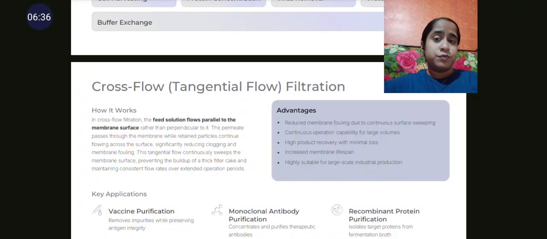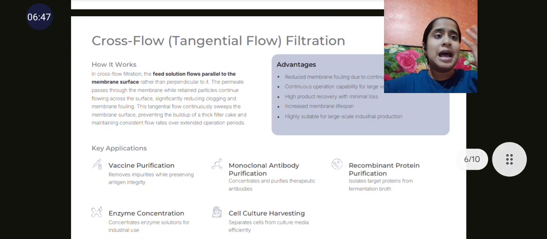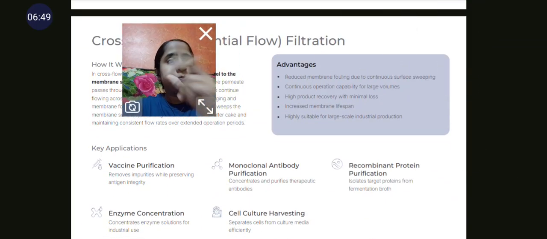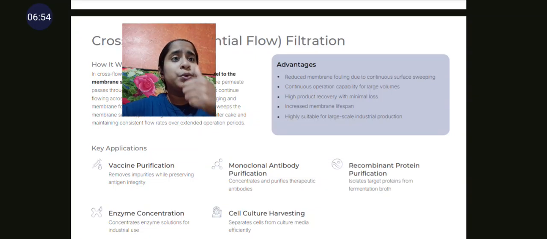Cross-flow filtration is extensively used in modern biotechnology industries for purification of vaccines, monoclonal antibodies, proteins, and enzymes. Advantages of this technique are reduced membrane fouling due to continuous surface sweeping, continuous operation capacity, high product recovery, increased membrane lifespan, and it is highly suitable for large-scale industrial production.